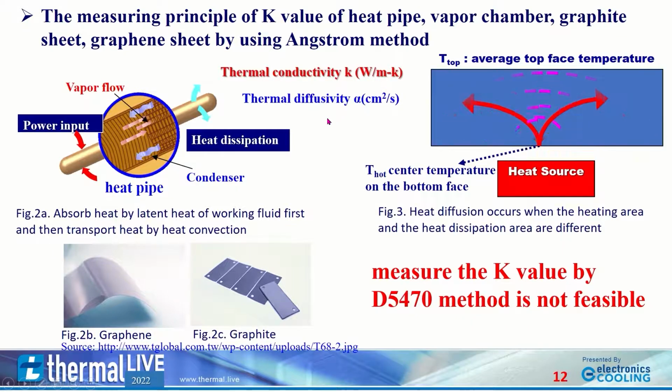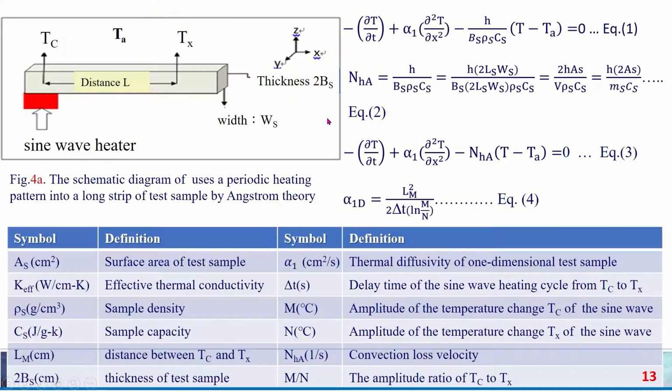To measure the thermal diffusion conductivity K of this specific material, the Angstrom theory provides a good measuring method. Angstrom theory basically applies a periodical heating pattern to a one-dimensional long strip of the test sample. The theoretical diagram of the measurement is shown in Figure 4a.